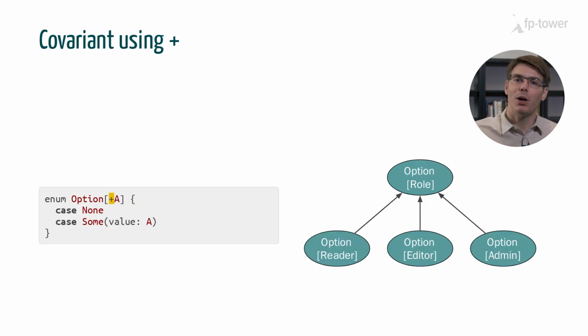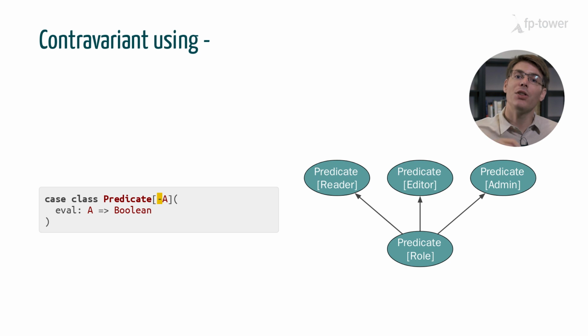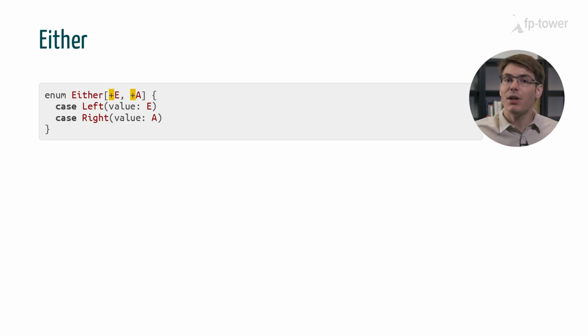To make a type constructor covariant, we need to add a plus sign in front of the type parameter. The standard library does this for option, list, and even future. On the other hand, if we want to make a type constructor contravariant, we need to use a minus sign. This means that we should define predicate like this. Finally, we have everything we need to study either. Both type parameters of either are covariant, meaning that they both maintain the normal type hierarchy.